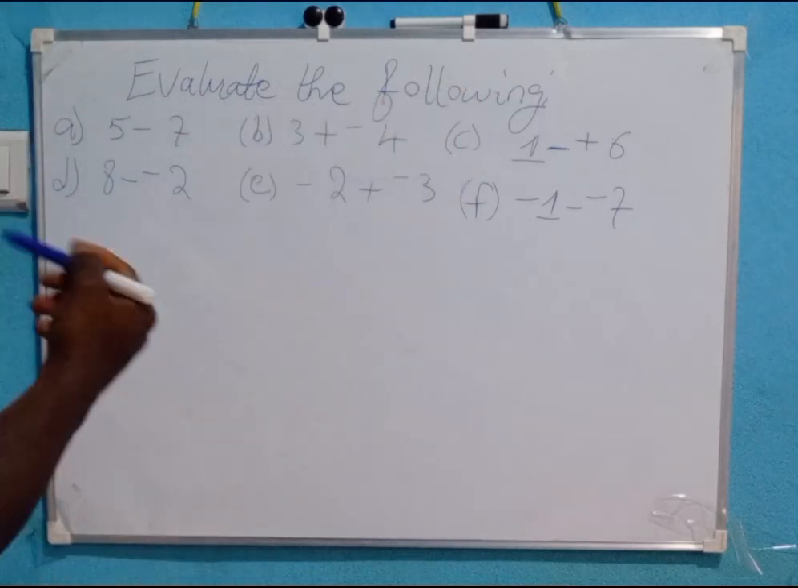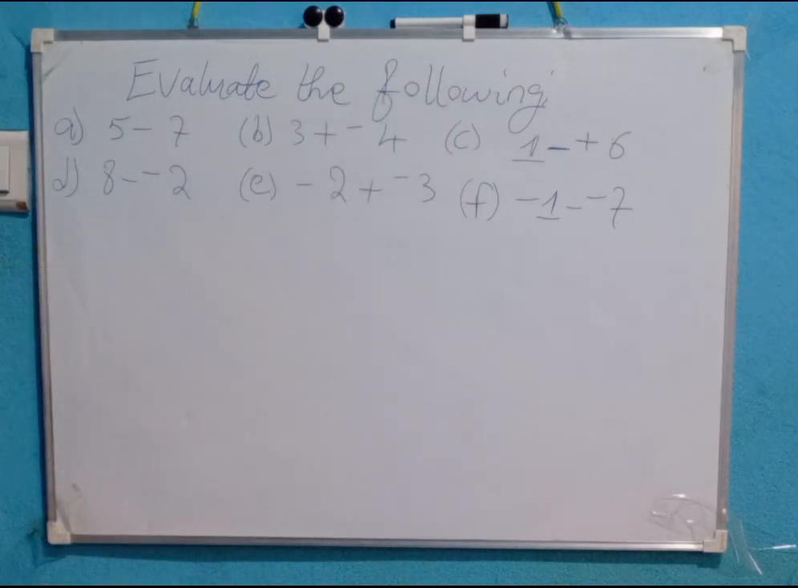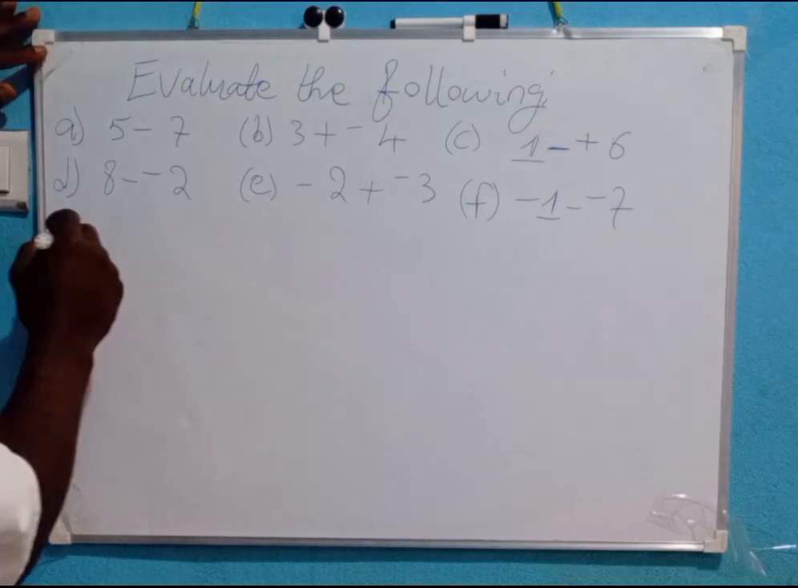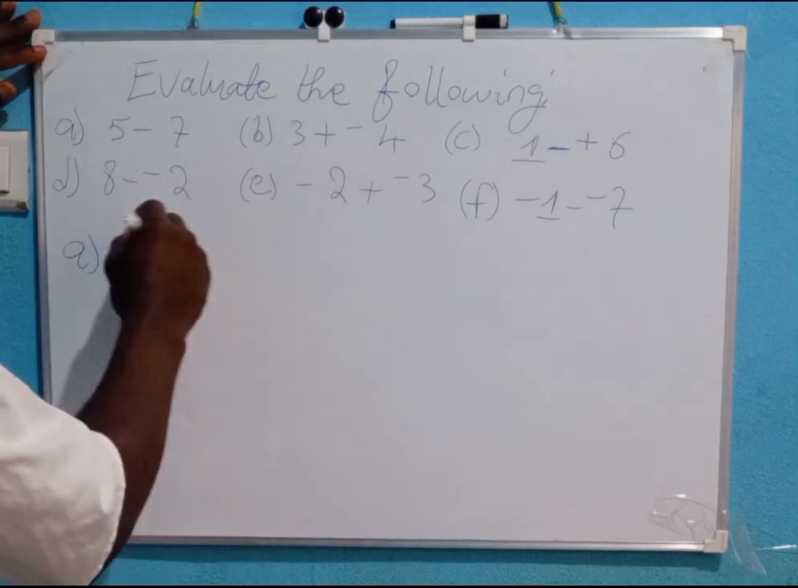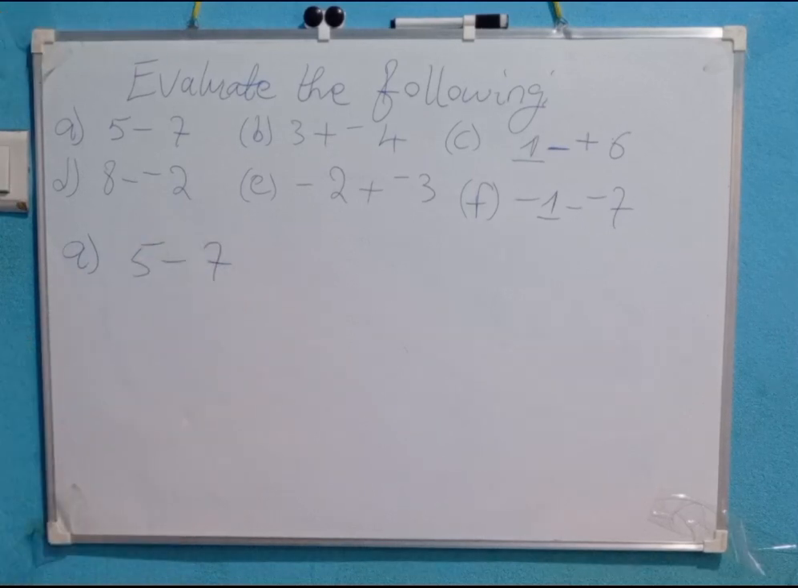We have the following questions. Evaluate the following. For the first one, A, we have 5 minus 7. We are to evaluate this. I will give you the various methods of answering such questions. The first method is the number line method. We are going to answer A by making use of that method. For A, we have 5 minus 7.